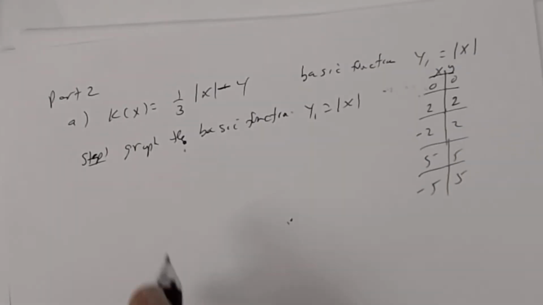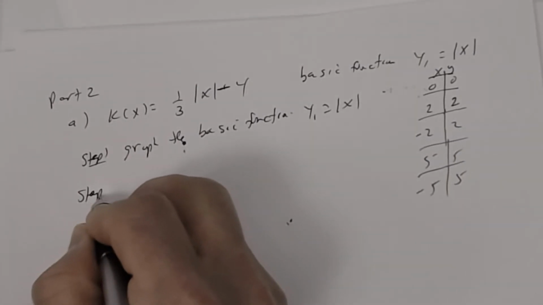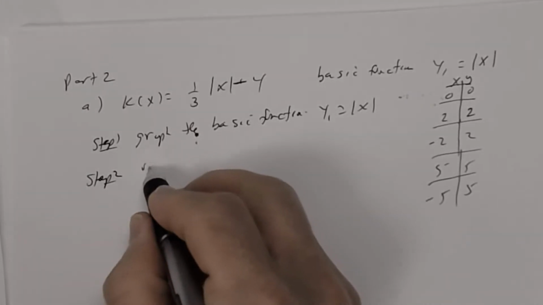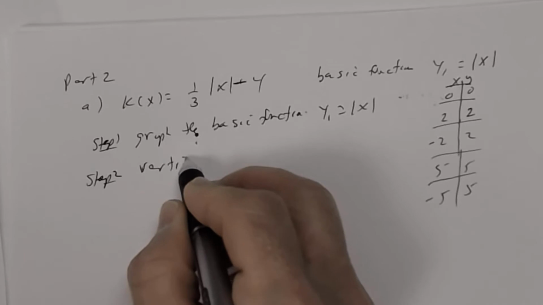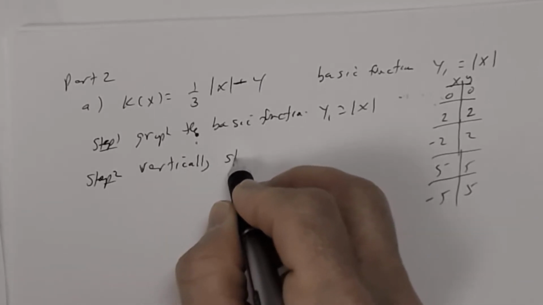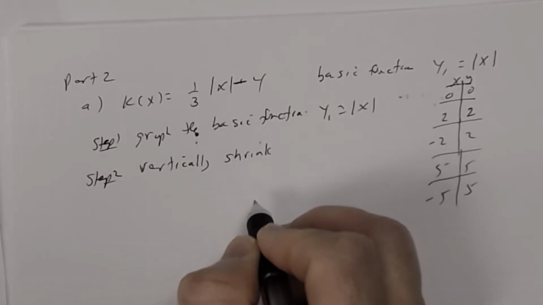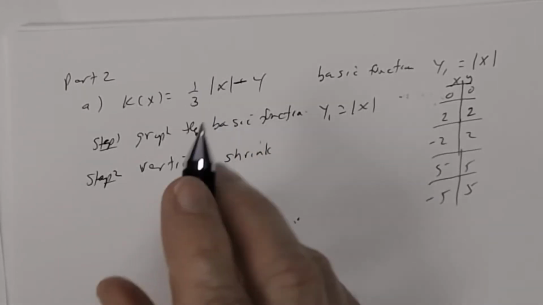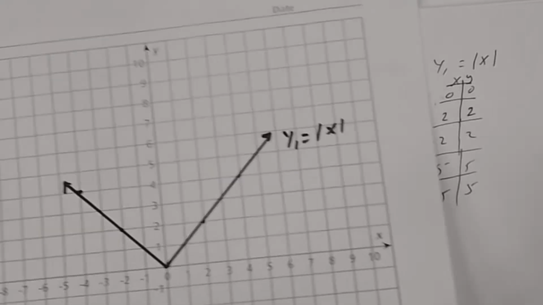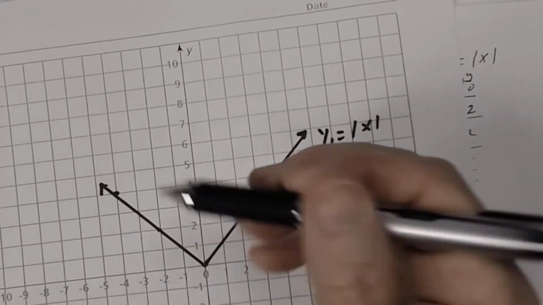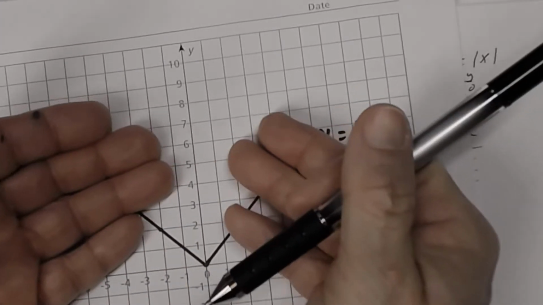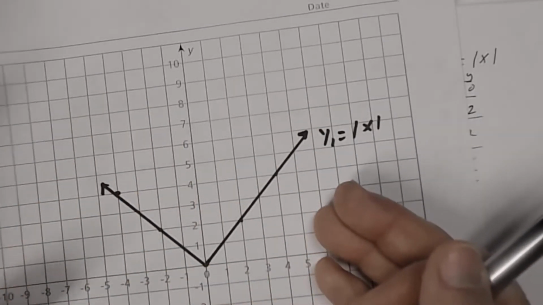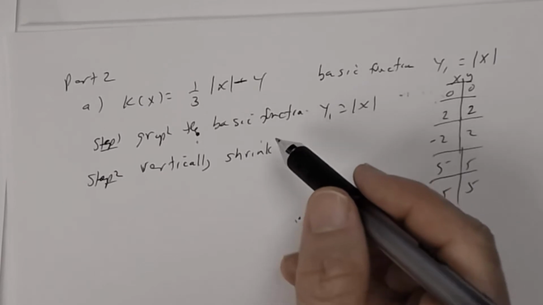Okay, so step 2 is this then. Step 2 is you got to say vertically shrink, or you can use the word compress. It's not a stretch. Remember, a stretch is where this is bigger than 1. So a stretch is where you're moving it away from the x-axis, so you're pulling it away from the x-axis, so it makes it look skinnier. All right, this is a vertical shrink, a vertical compression.